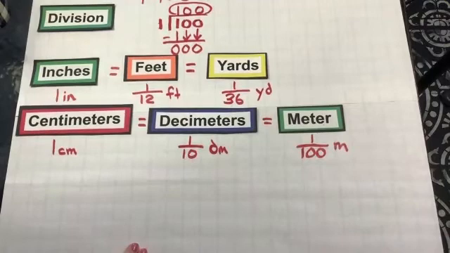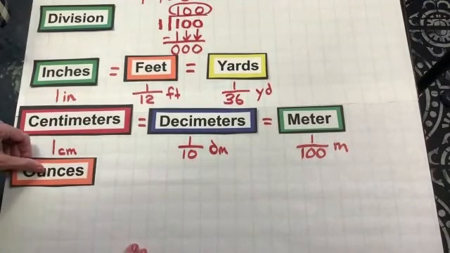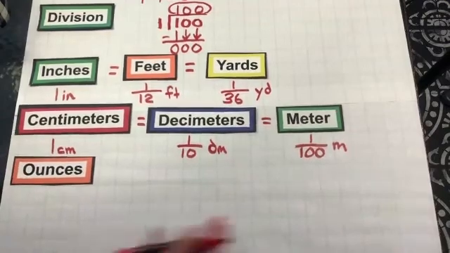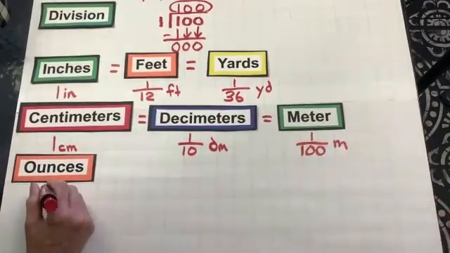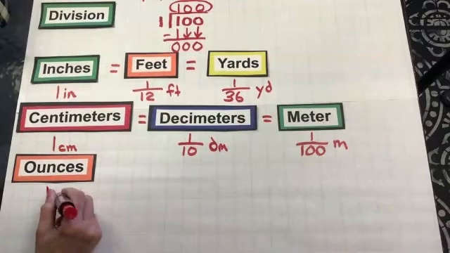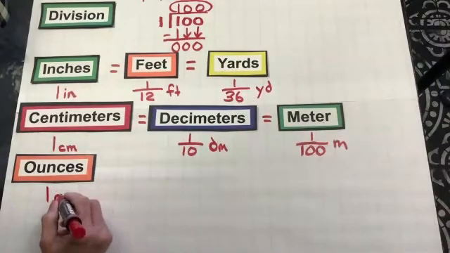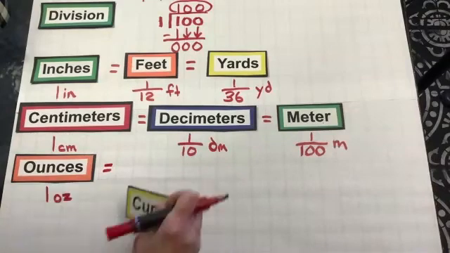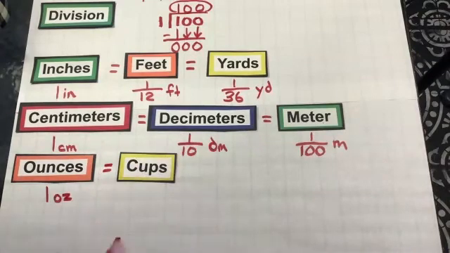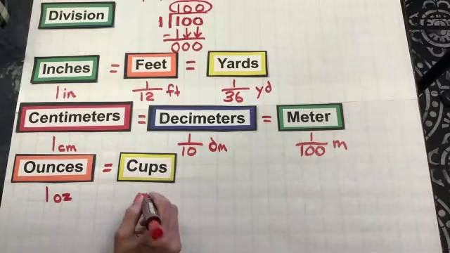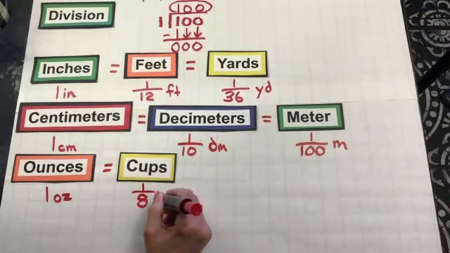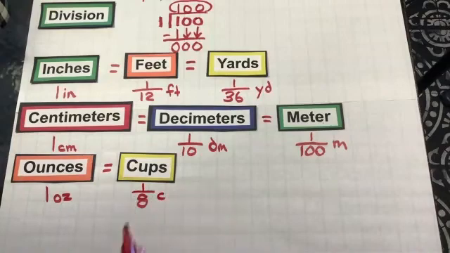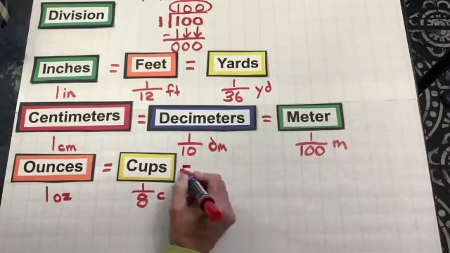All right, let's move on to liquid measurement. So let's say ounces. So we're going to start with 1 ounce, which is 1 OZ. And we're going to equal that to cups. Well, how many ounces are in a cup? There are 8 ounces in a cup. So this would be 1 out of the 8 ounces. So it's not a full cup. It's just 1/8 of a cup.